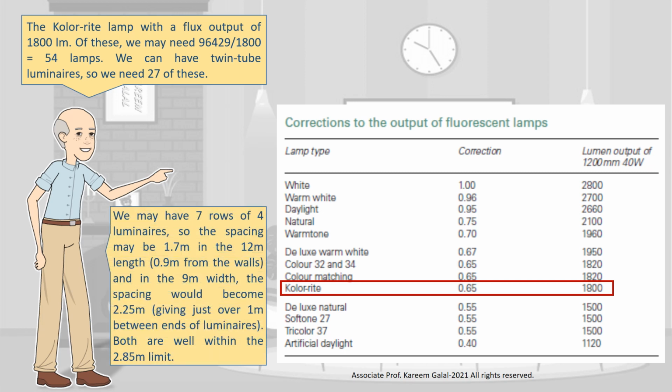We may have 7 rows of 4 luminaires, so the spacing may be 1.7 m in the 12 m length, 0.9 m from the walls, and in the 9 m width, the spacing would become 2.25 m, giving just over 1 m between ends of luminaires. Both are well within the 2.85 m limit.